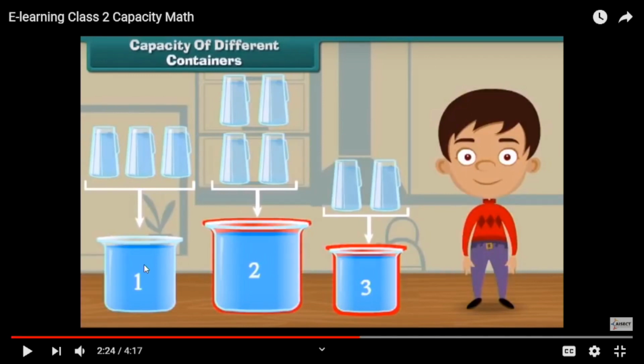You can see vessel 1, how many jugs to fill? 3. Vessel 2, how many jugs? 4. And vessel 3, 2. So the most jugs, vessel 2. So we can say vessel 2 has the biggest capacity.